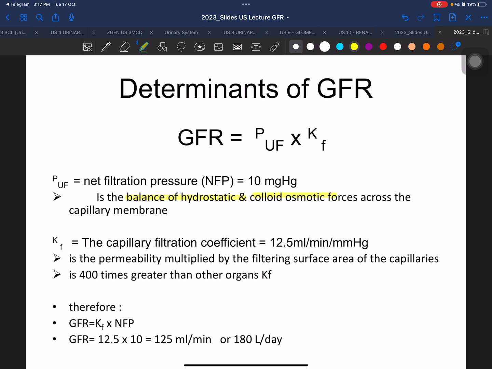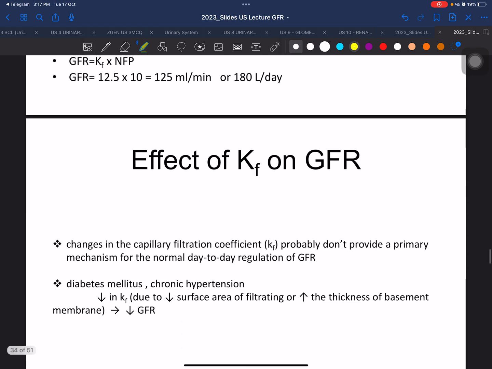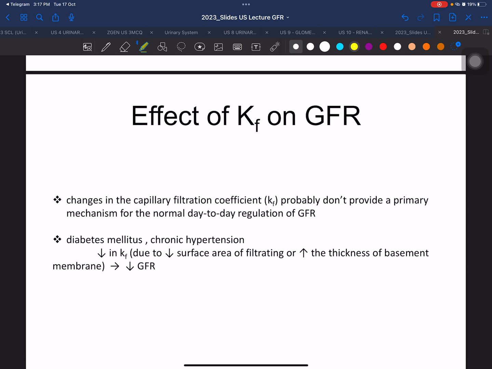Because we're talking about capillary filtration, it's about the permeability and the surface area of the capillaries. Now we look at the capillary filtration coefficient first, the factors. Usually, changes in the capillary filtration coefficient don't provide a primary mechanism for normal day-to-day regulation. It doesn't affect much in a healthy mechanism.